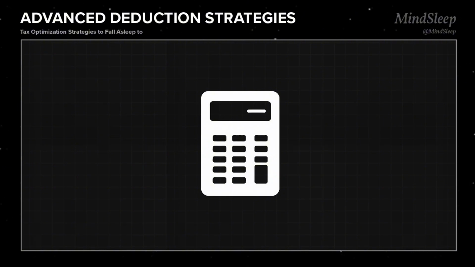As we delve deeper into these advanced strategies, it's crucial to understand the concept of phase-outs. Many deductions and credits begin to phase out as income rises, creating a complex landscape of financial planning. The skilled tax optimizer must navigate this terrain carefully, balancing income recognition with deduction timing to minimize the impact of these phase-outs.